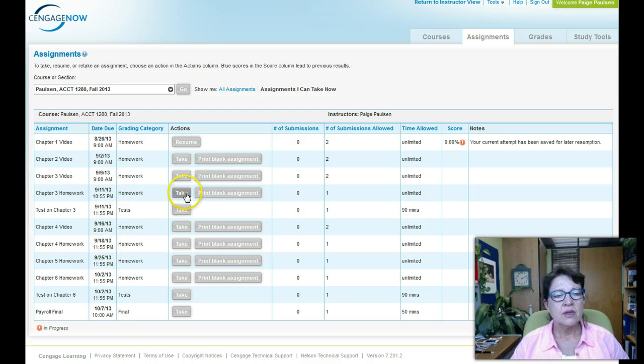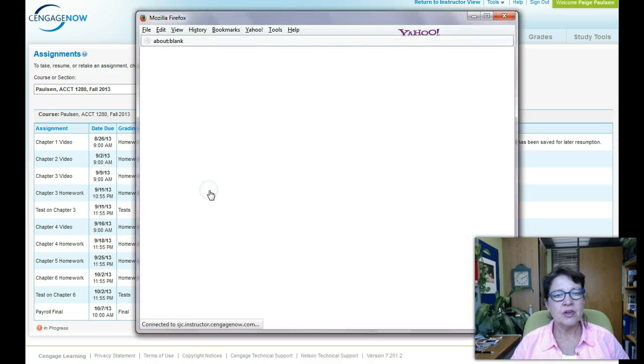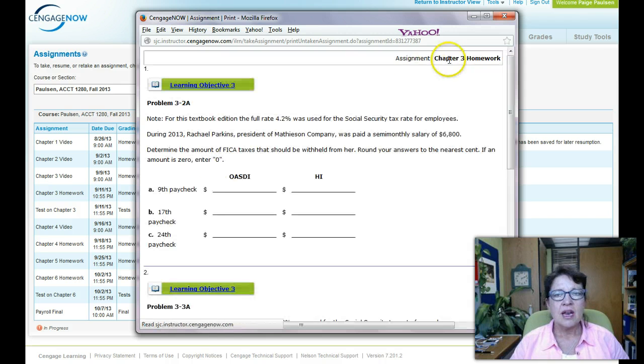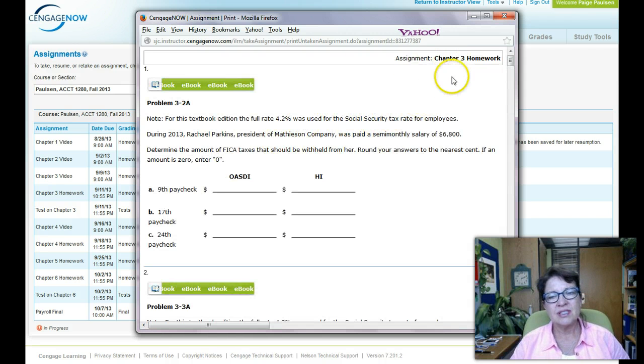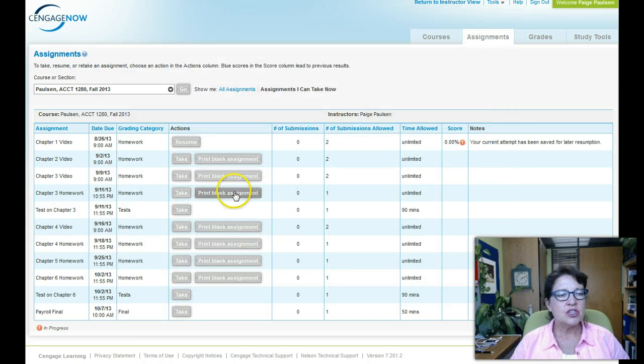The homework assignment, you can print it, but it's the same assignment that's in the back of your book. And the way this book is constructed, it actually makes the most sense to do it in the back of the book, because they've given you work papers, and then just use CengageNOW to submit your answers.